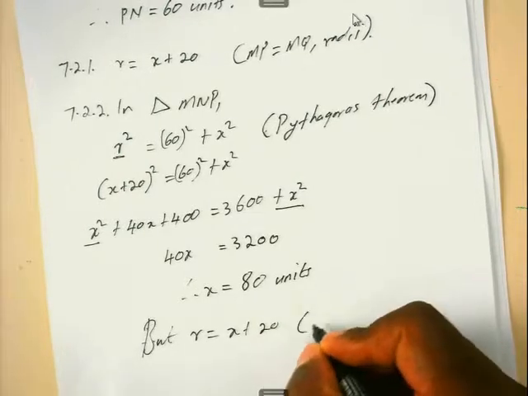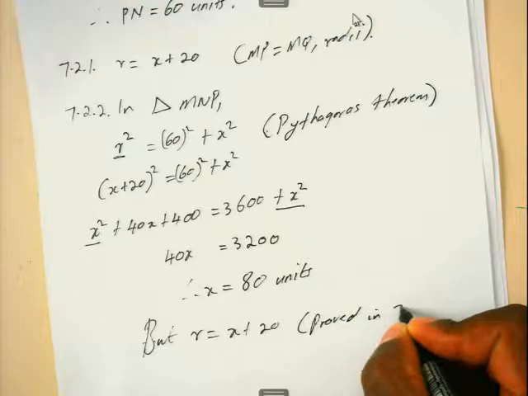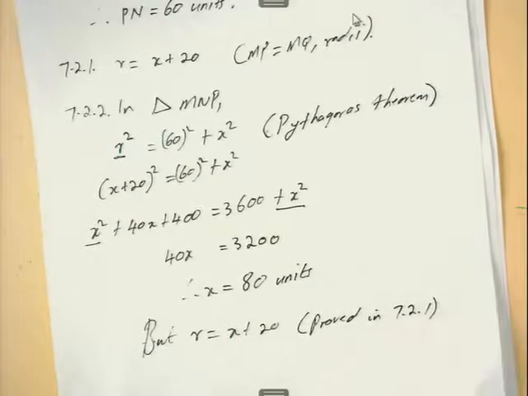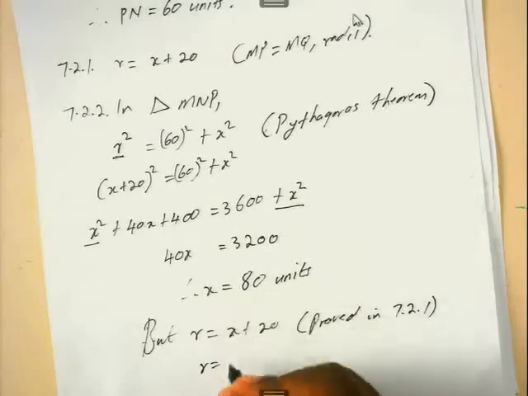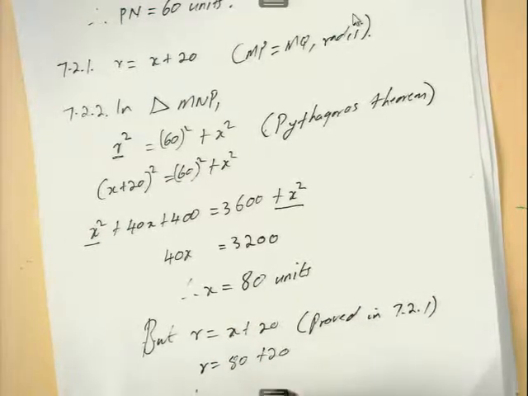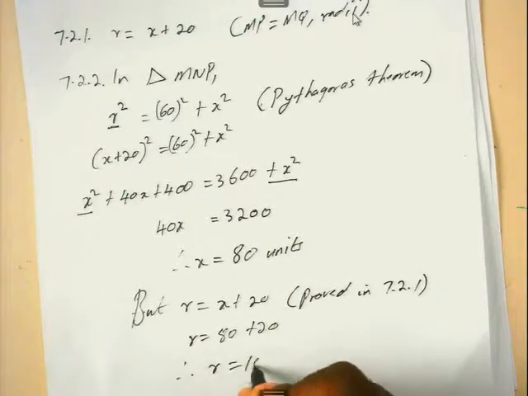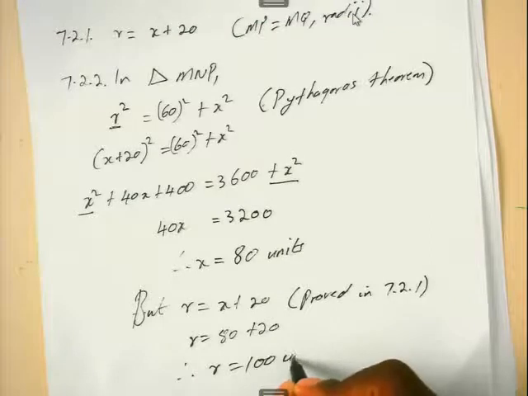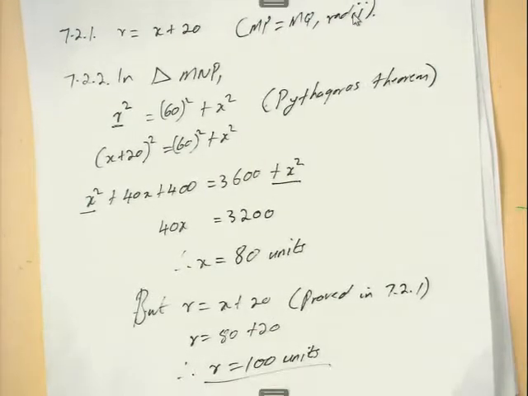This is what we have proved in 7.2.1. Therefore, we substitute X by 80. You've got 80 units plus 20 units. Therefore, R is equal to 100 units.